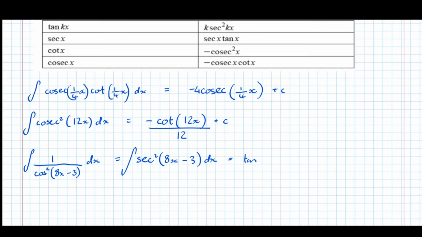is tan. You can see from the table there. But remember, divide by the differential of the bracket. Divide by 8 plus c. So again, linear functions wrapped in other functions are relatively straightforward to do.